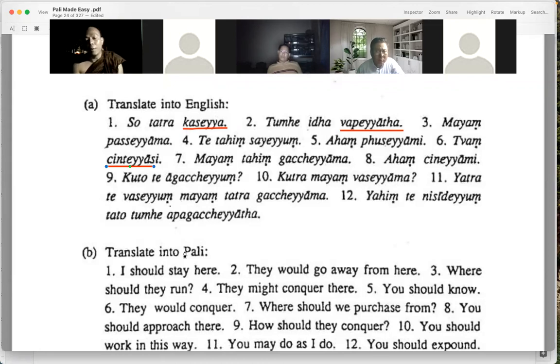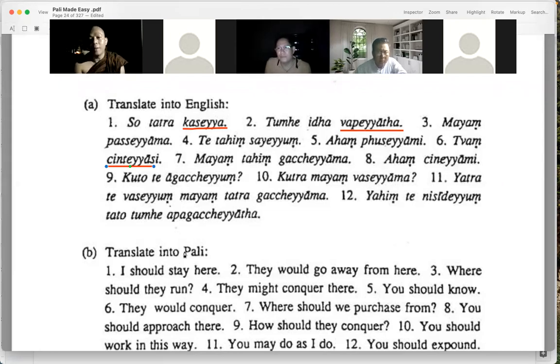And then idha wabiyata. So here wabiyata, what about the iyata? So iyata is second person plural optative verb. So with sow, with grow. So idha means here. So you would sow here. You would plant here. You would plant here.